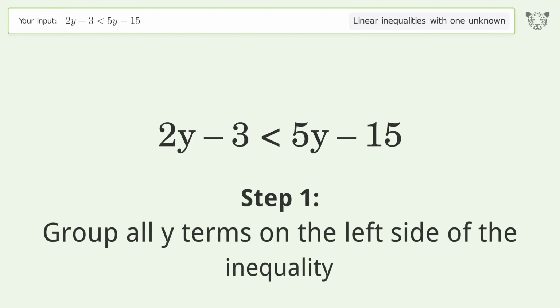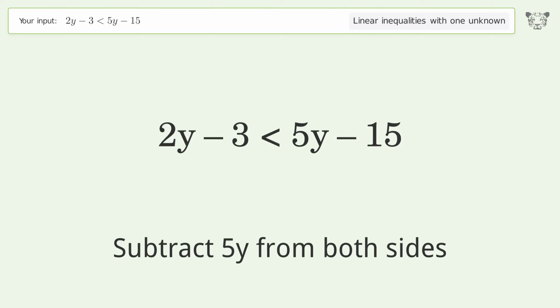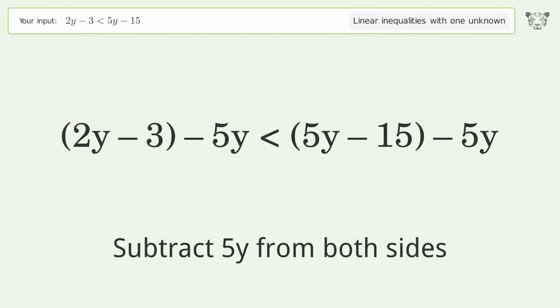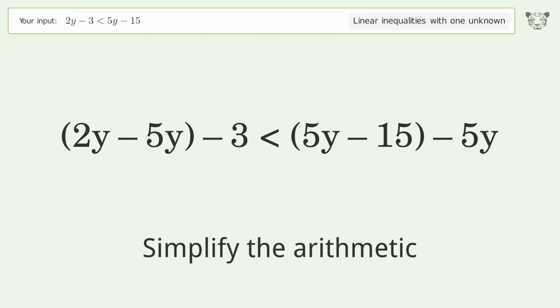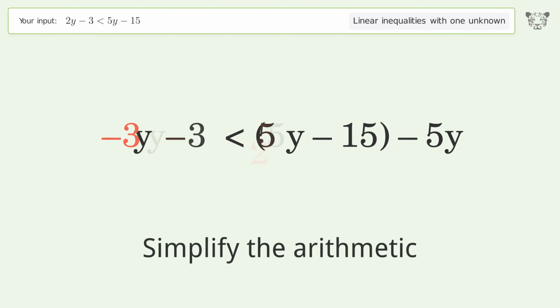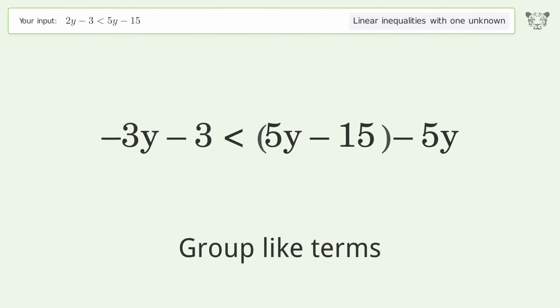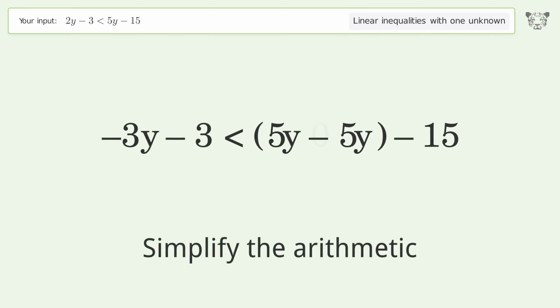Group all y terms on the left side of the inequality. Subtract 5y from both sides. Group like terms. Simplify the arithmetic. Group like terms. Simplify the arithmetic.